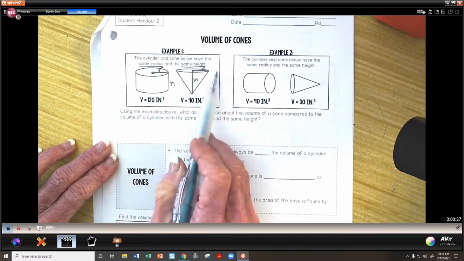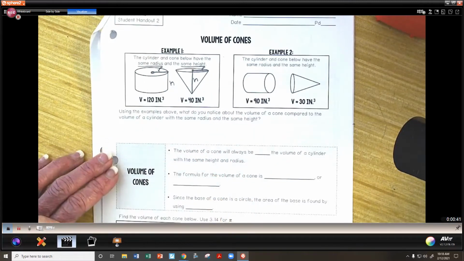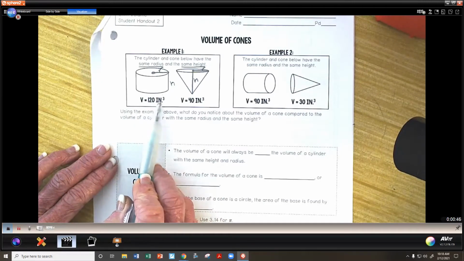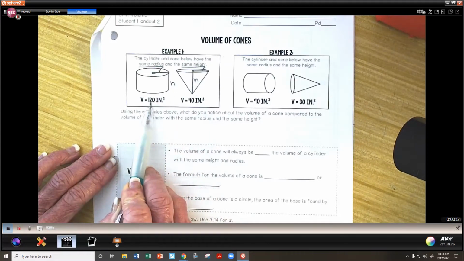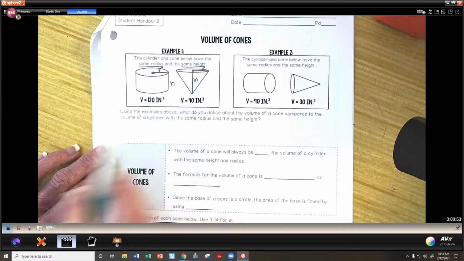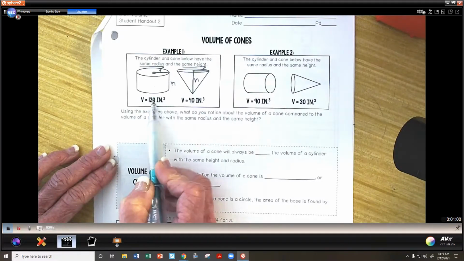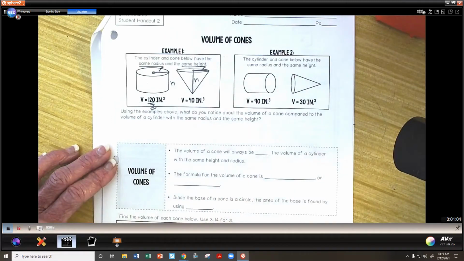Probably not, because that one is a cone, so it's smaller than that. But how much smaller is it? So look at the numbers. If our volume of this is 120 inch cubes and our volume of this is 40 inch cubes, what did we do to get from 120 to 40? Well, we have two options. We could have multiplied this by a third, or we could divide it by 3. And if we divide it by 3, hey, look, we get 40. If you multiplied it by a third, you'd get 40.